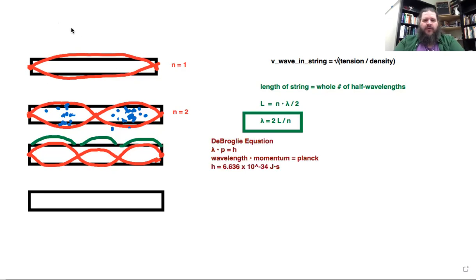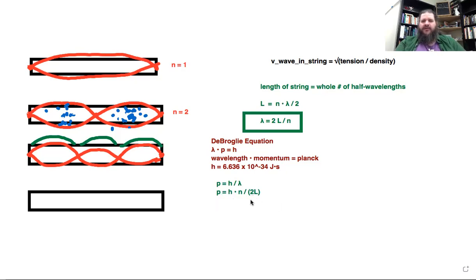But if we now solve this for wavelength, h over p, we can replace lambda with 2L over n. Or I guess we should do this the other way. We want to know the momentum. We have wavelength, we're trying to find momentum. So Planck's constant divided by wavelength. And since we're dividing by a fraction, we can just multiply by the reciprocal. So h times n divided by 2 times the length of the box. So that tells us the momentum.